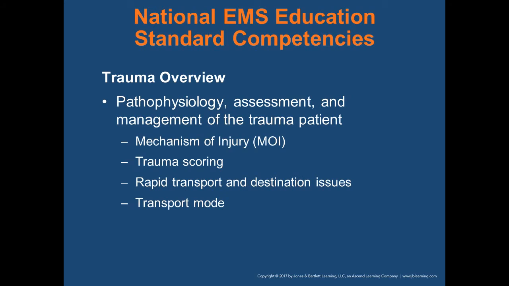We're going to be talking about the trauma overview, the pathophysiology, assessment, and management of the trauma patient. First, we'll talk about the mechanism of injury. We've talked about that a little bit in the past, but we'll continue. Then the trauma scoring system, rapid transport and destination issues, which can be varied, and then transport modes. We'll talk more about transport decisions in another chapter, but this will cover different methods of transportation.